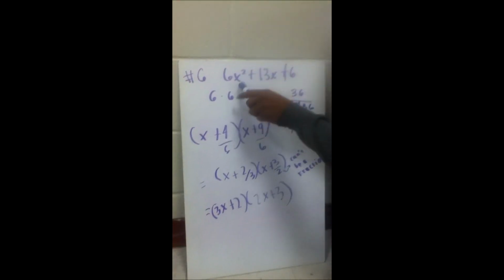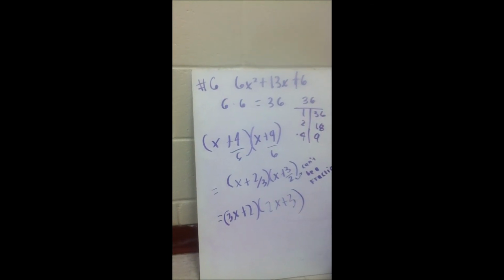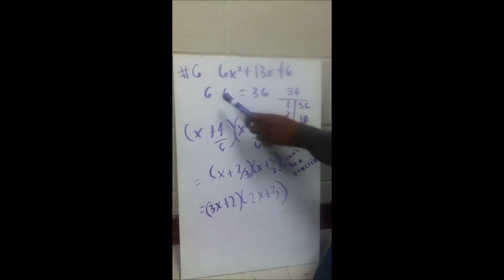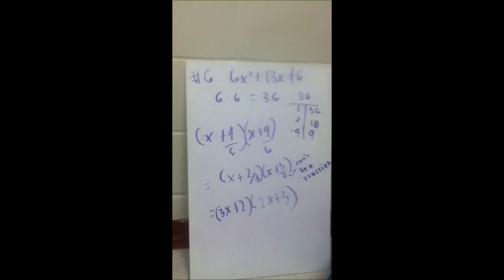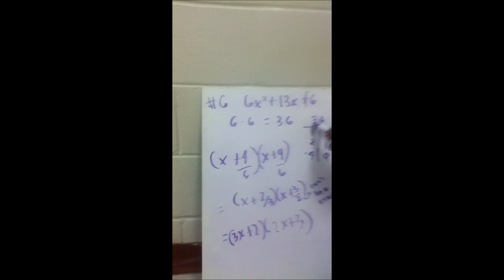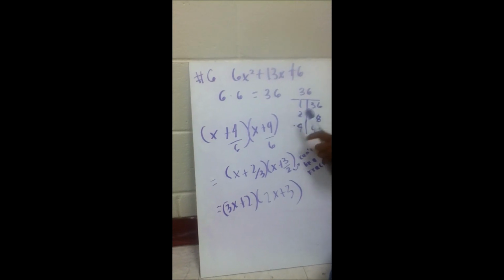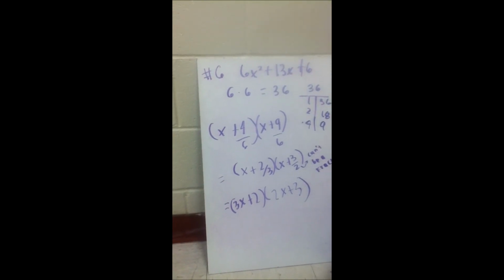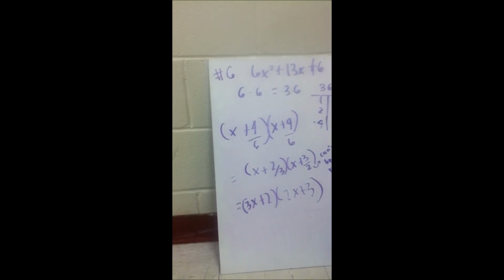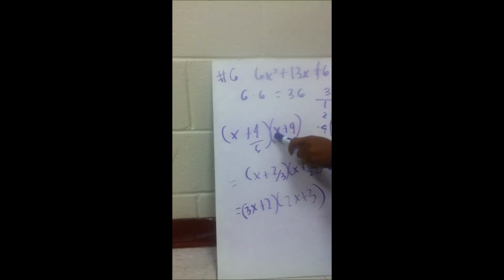Our problem is 6x squared plus 13x plus 6. So the first thing you want to do is multiply 6 times 6, which is A times C. 6 times 6 equals 36. And then you want to see what numbers multiply to 36 but add up to 13. So we have 1 and 36, 2 and 18, but then we have 4 and 9. Okay, so then you want to write that out as x plus 4 and then x plus 9.